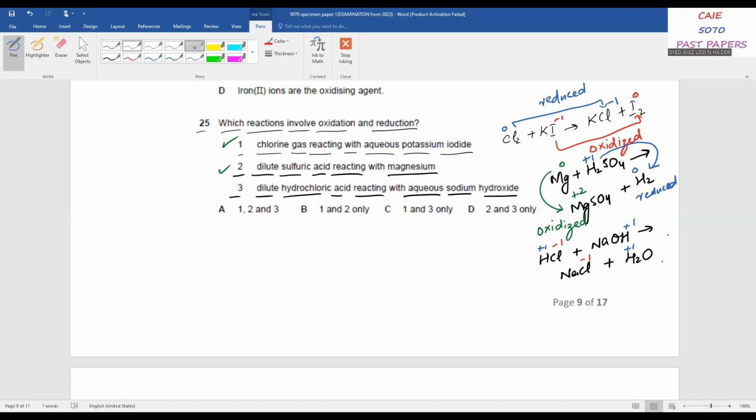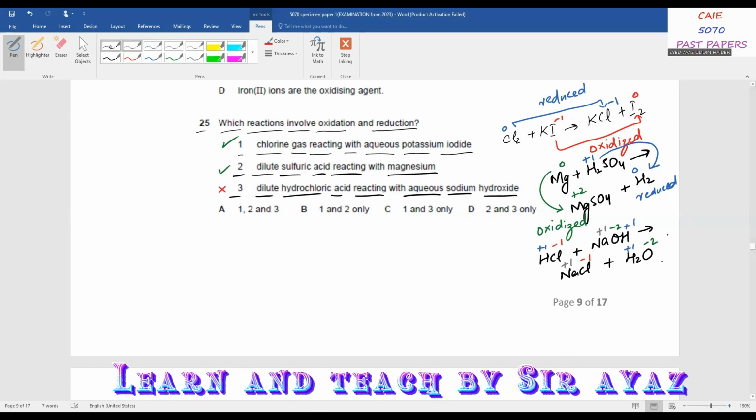Sodium +1, product side again +1. What about oxygen? Oxygen is -2 on the reactant side and on the product side is -2. So this is not an example of oxidation and reduction. So only statements number 1 and 2 are correct. So the correct answer will be B.